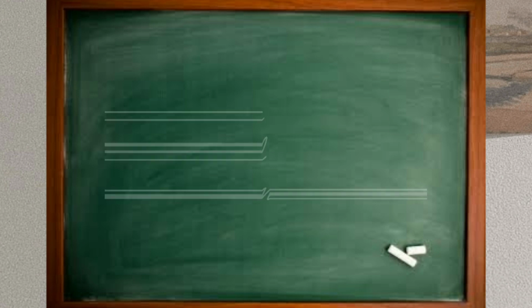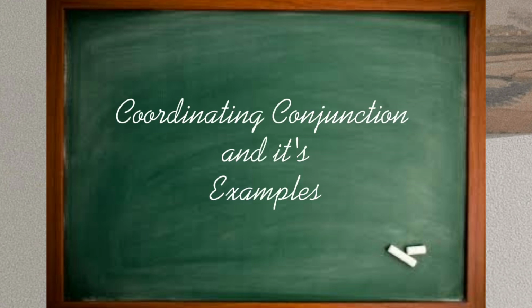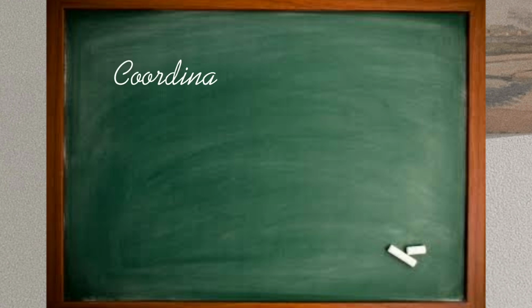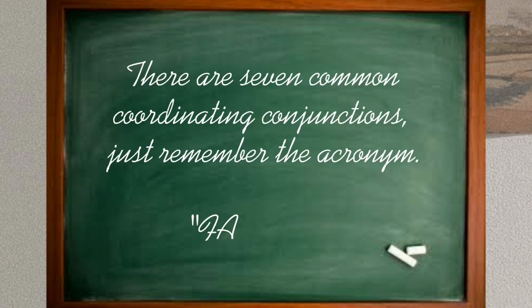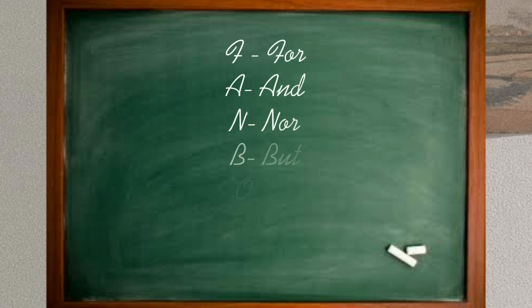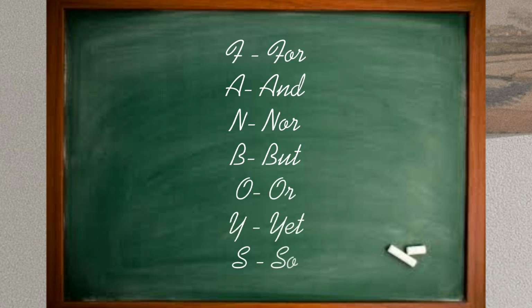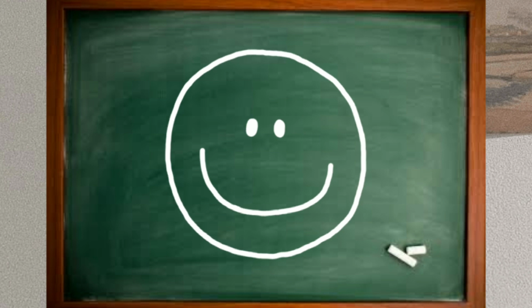Now let's talk about the coordinating conjunction and its examples. So we already know that coordinating conjunctions are the most common conjunctions intact in people's minds when they hear the word conjunction. There are 7 common coordinating conjunctions. Just remember the acronym FANBOYS. The acronym FANBOYS stands for: for, and, nor, but, or, yet, and so. Now, let's use all the conjunctions in sentences.